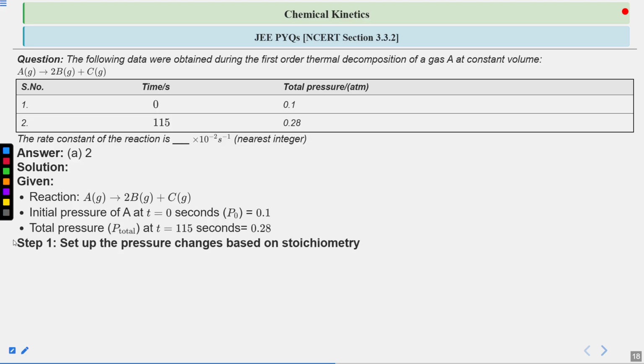Let's start to solve this. Step 1 is to set up the pressure changes based on the stoichiometry. Based on the reaction already given, set up how the pressure is going to change with time. Let's say P naught represents the initial pressure of our reactant A.